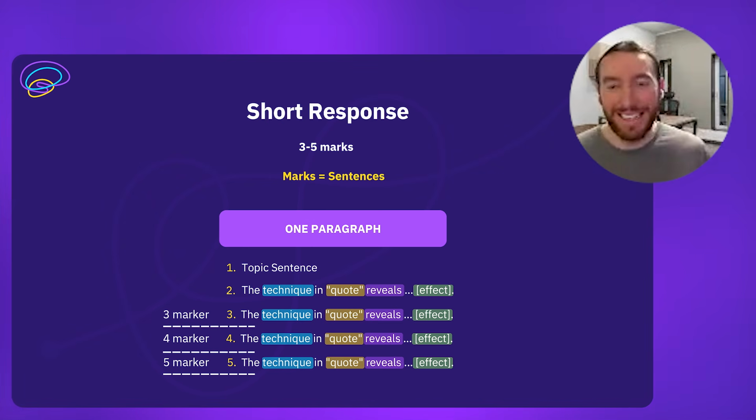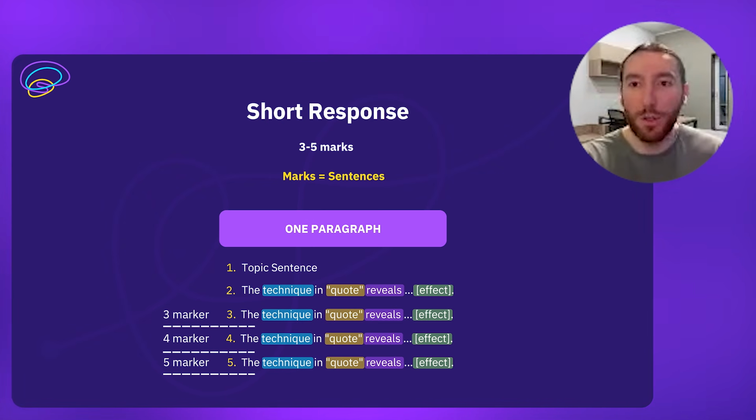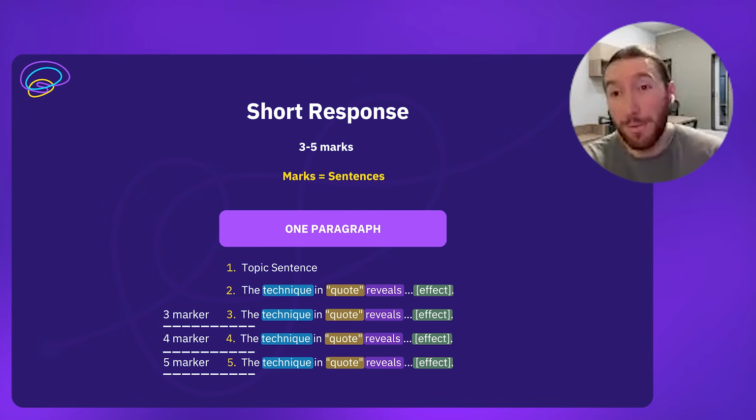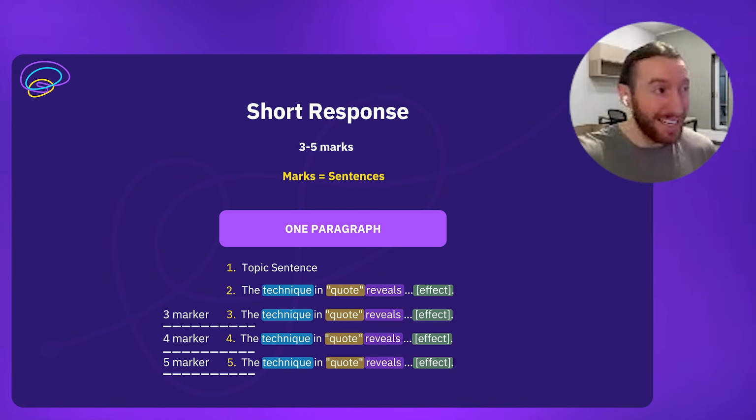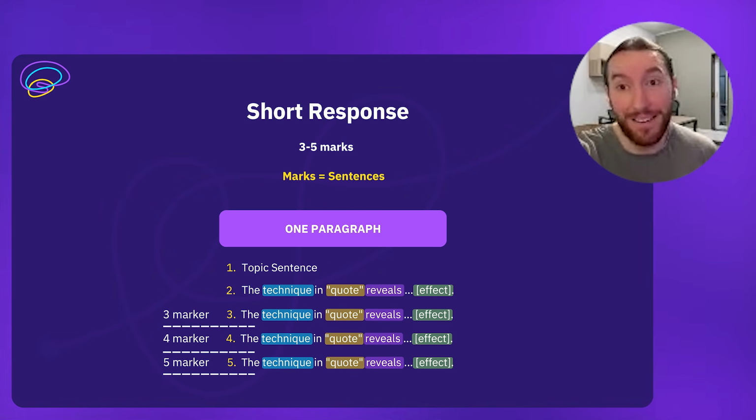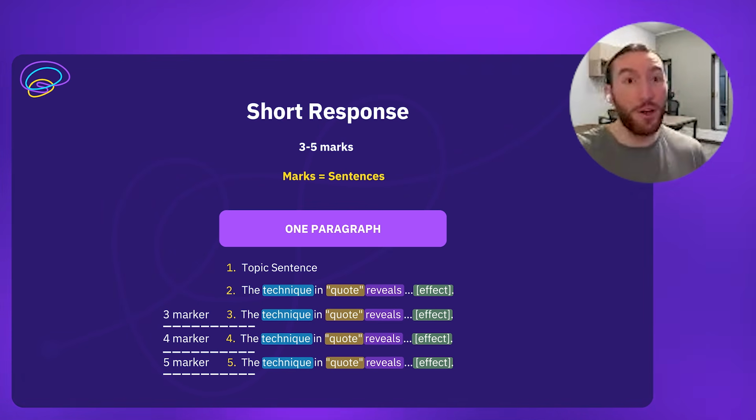Don't worry about link sentences. Don't worry about conclusions. That stuff is all irrelevant in short answers. For a 5-marker, could you have a link sentence? Sure, that's the one exception, a link sentence for a 5-marker. But I've seen people get 5 out of 5 without it. So doesn't that suggest to you that you don't need it?